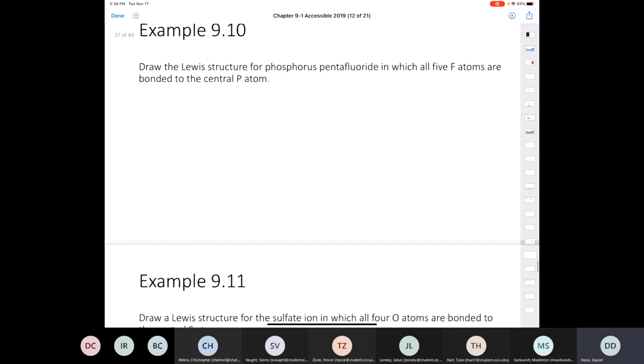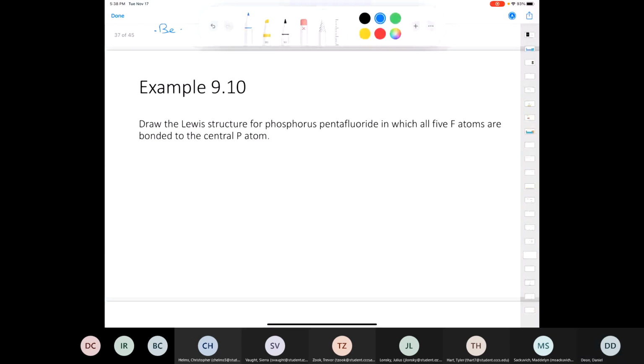Let's try this one. It says, draw the Lewis structure for phosphorus pentafluoride, in which all five atoms are bonded to the central phosphorus atom. So we're going to draw phosphorus pentafluoride. I'm going to give you a few seconds to think.